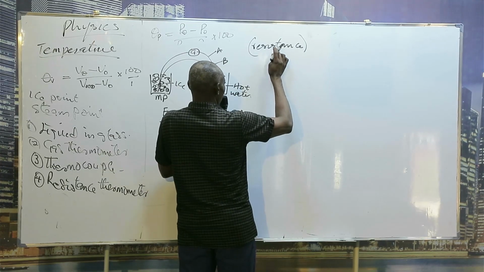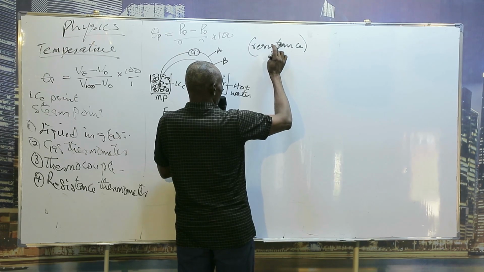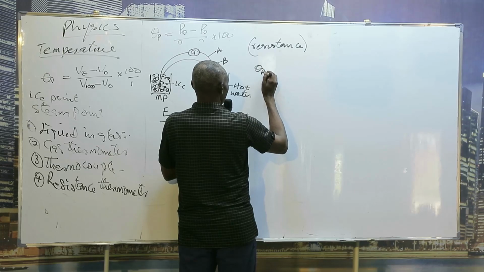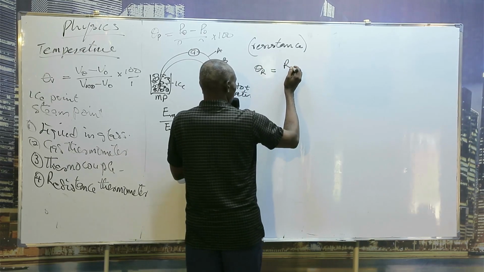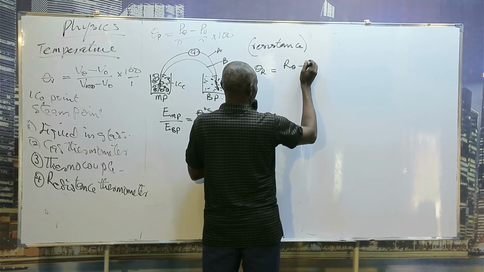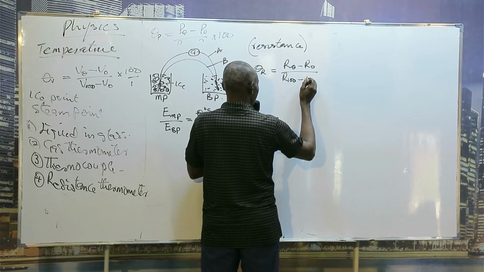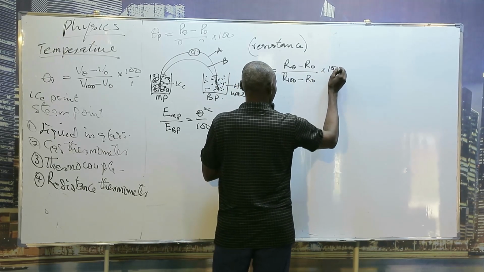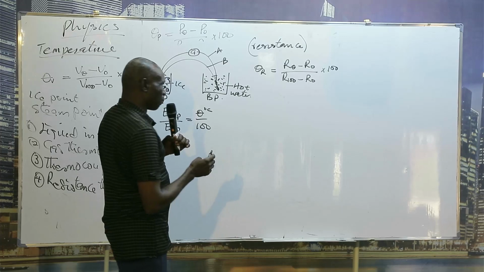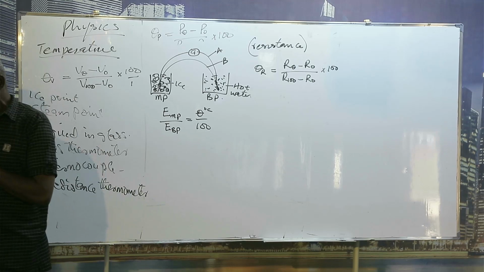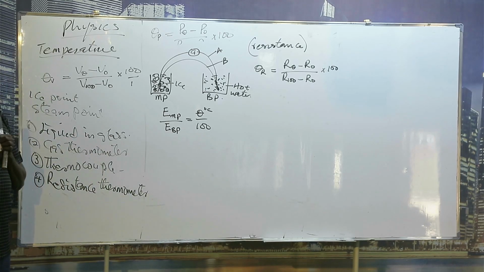The property is resistance. Meaning that this can be used easily as theta equals resistance due to change in temperature minus resistance at 0, over R at 100 minus R at 0, times 100. So this is also the equation for the resistance thermometer.